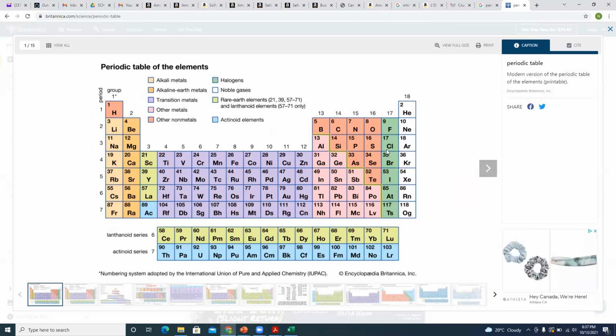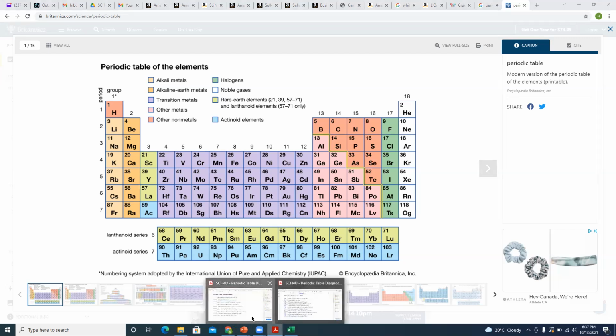And we always know that the ones right before the noble gases, so here are the noble gases, and the group right before the noble gases are the halogens. So fluorine, chlorine, bromine, iodine, those are all the halogens. Okay.